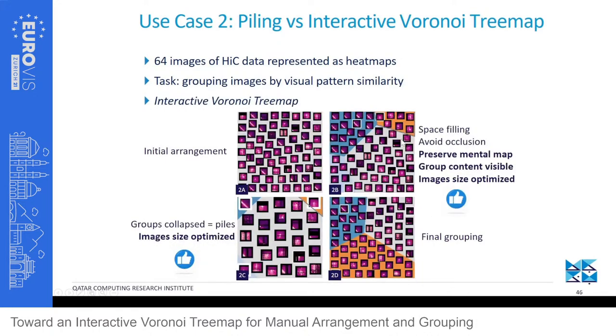In Voronoi treemap, we always show all the images at any time. So you always show the content of the group. The global appearance of the map is the same, just the arrangement changes. And when the objects are dropped in some area of the map, they belong to a new group. So overall, the images keep the same size. The group content is visible and preserves the mental map. The CVT only slightly changes the position of the objects, it does not drastically change their position, so the arrangement is preserved. If we want to save some space, we can collapse the group into piles. And because we do that, we have fewer images to display, so we can increase the size of the images to maximize the use of pixels. And this is the example of final grouping.